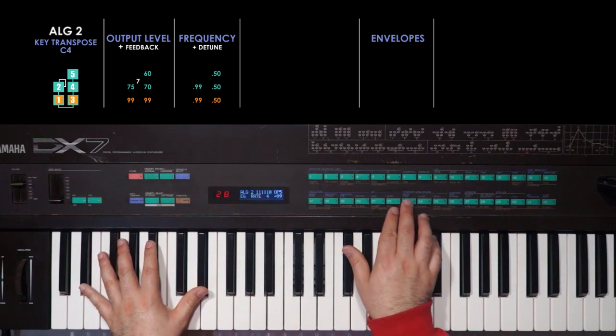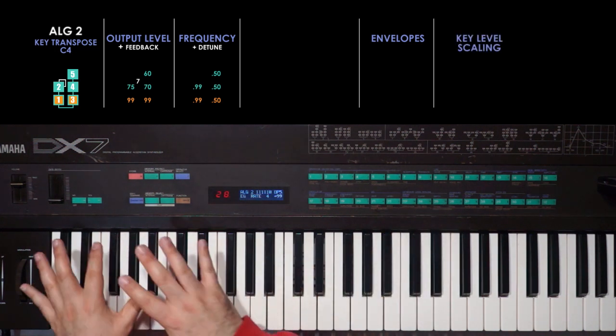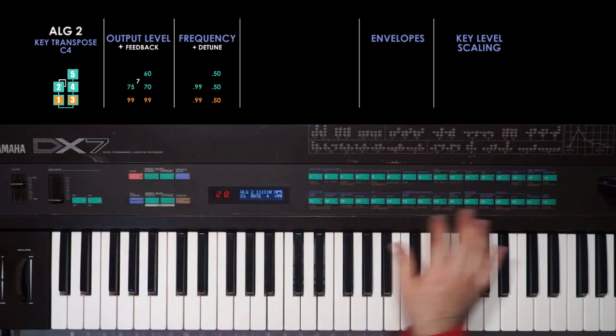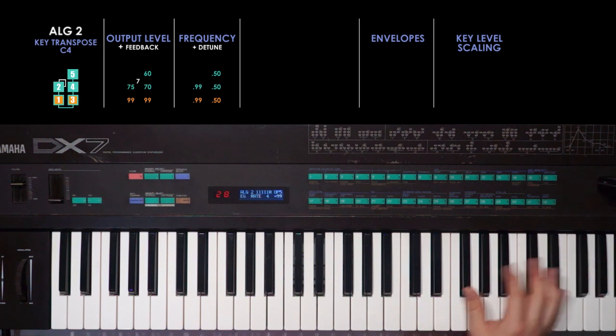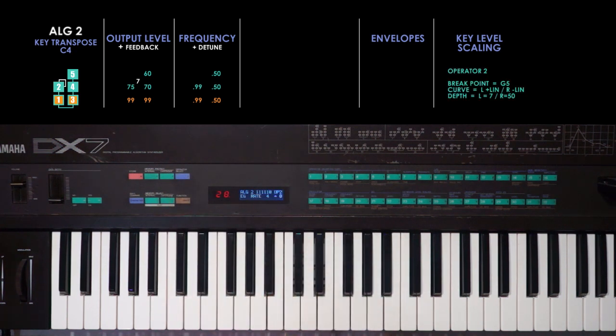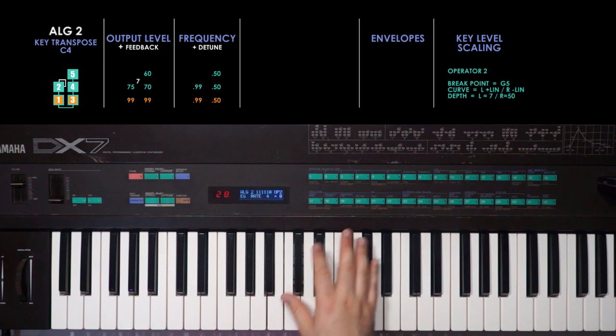So what I'm going to do is use the keyboard level scaling to increase a bit of brightness down here, and I'm going to use certain operators for that, and I'm going to drop some of the brightness up here just so we get a little more balance across the keyboard. So we're going to start with operator 2, because operator 2 is a modulator, so it's basically altering the timbral values of the carrier below it, which is operator 1.